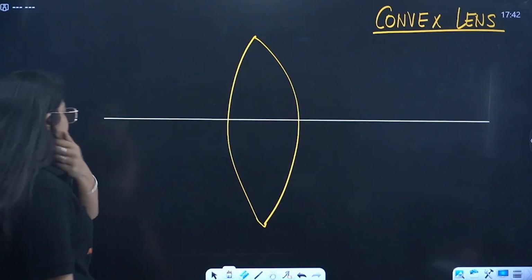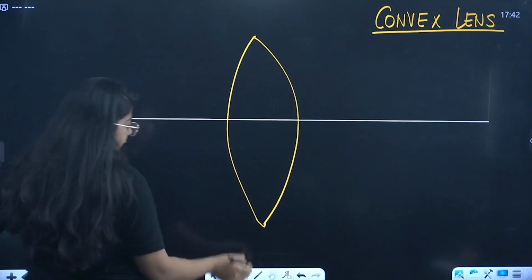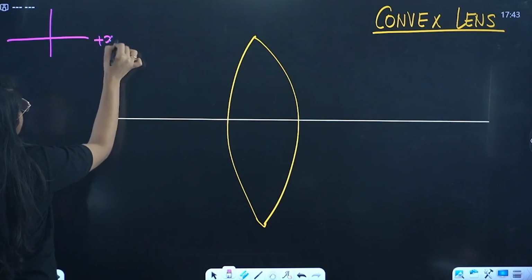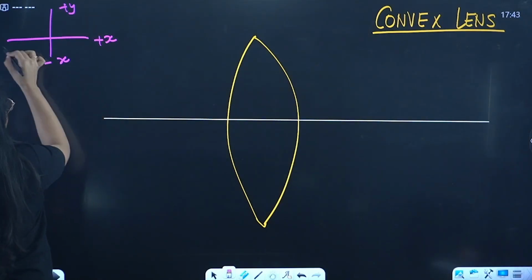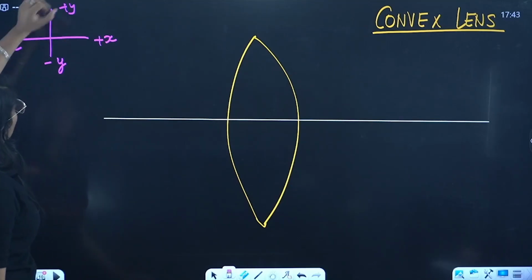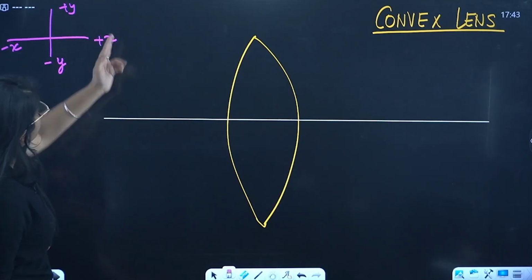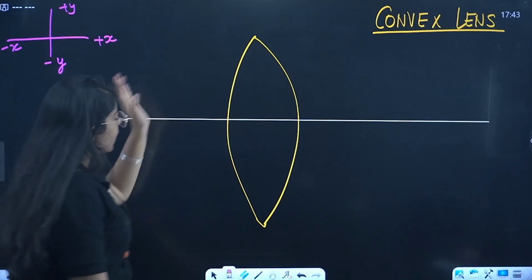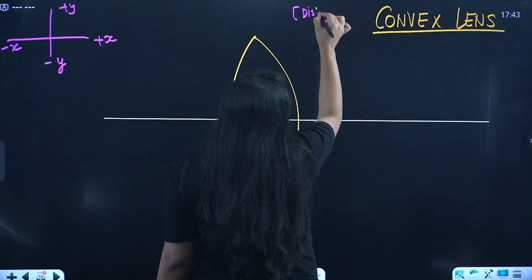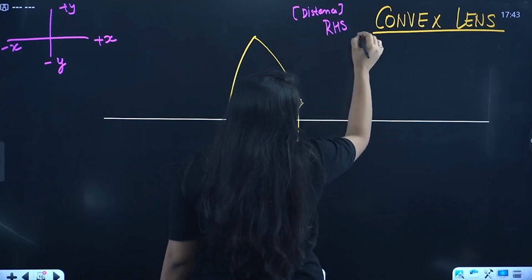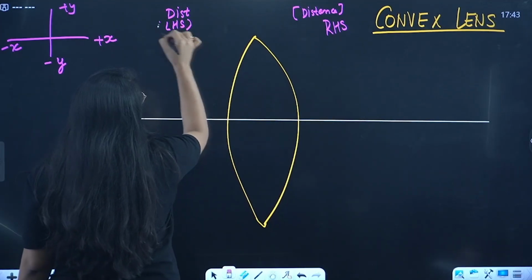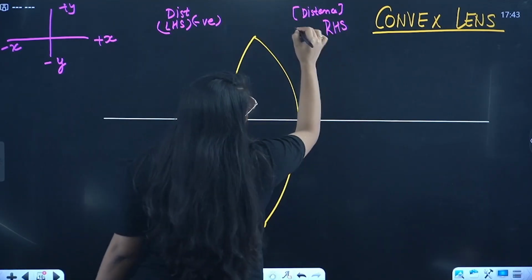Now beta, see, in the first 5 cases, again everything else is same, okay? That sign convention, that is same. Plus x, plus y, minus x, minus y. So anything above the principal axis positive, anything below negative, anything on the right hand side positive, anything on the left hand side negative. Similar to this lens, anything on the right hand side, and by anything I mean distance, right? Distance on the right hand side, that will be positive. Distance beta on left hand side, that will be negative.